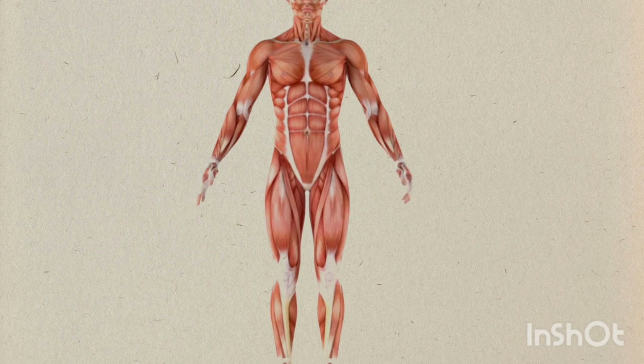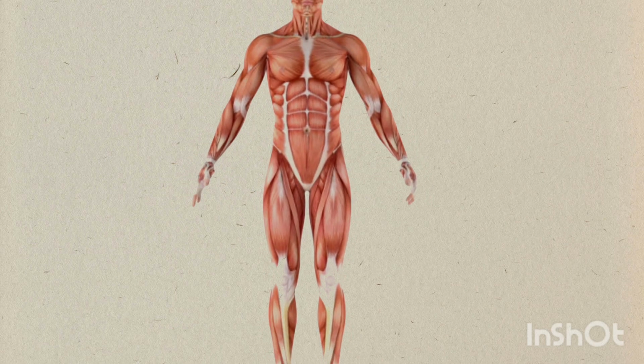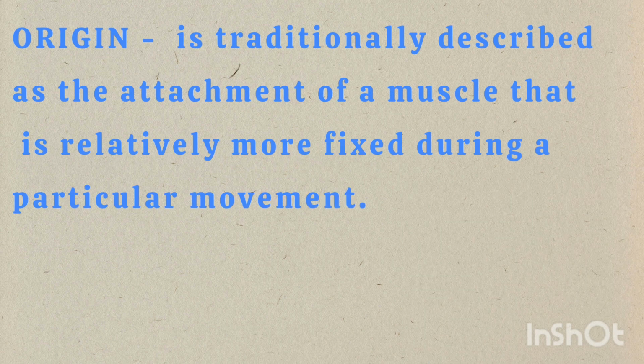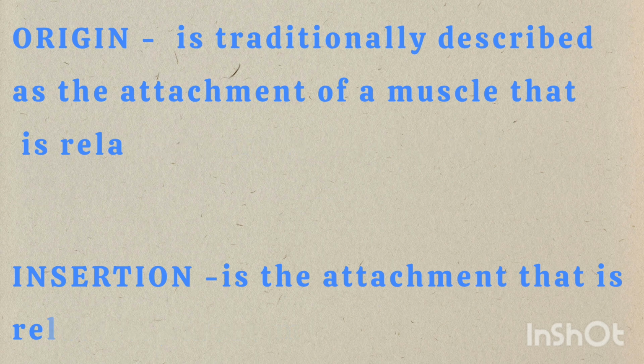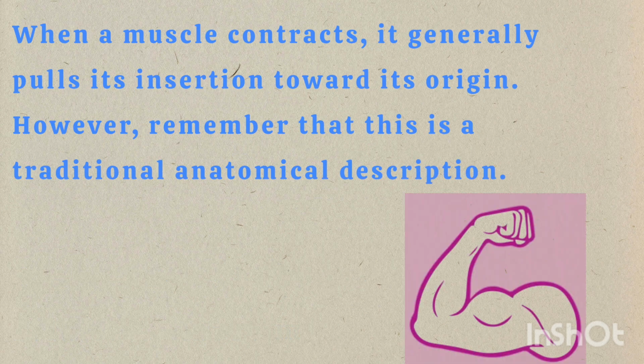If you have studied anatomy, you have probably come across the terms origin and insertion. But what do they actually mean? In simple terms, origin is traditionally described as the attachment of muscle that is relatively more fixed during a particular movement. The insertion is the attachment that is relatively more mobile. When a muscle contracts, it generally pulls the insertion towards its origin.